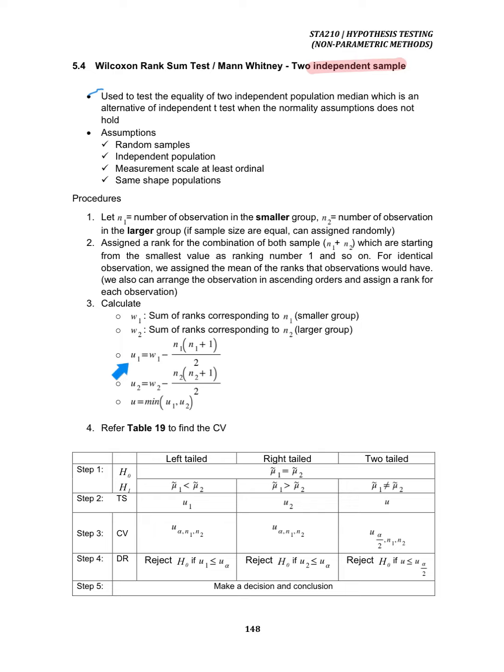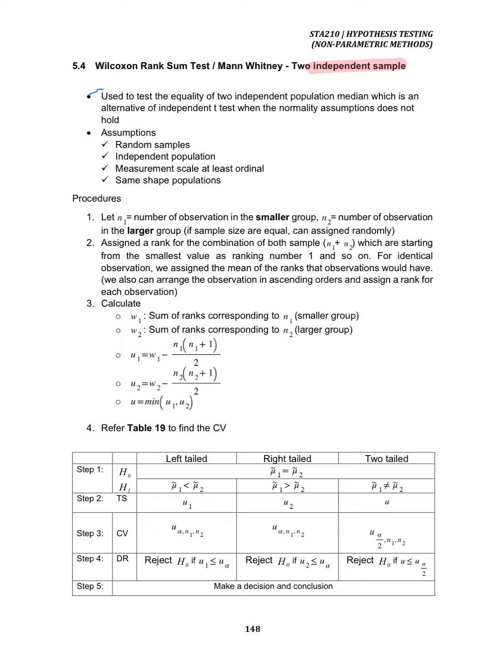And then we have to calculate U1. U1 is equivalent to W1 minus N1 times (N1 plus 1) over 2. And then we calculate U2. U2 is equivalent to W2 minus N2 times (N2 plus 1) divided by 2. And then we have to identify U. U is the minimum between U1 and U2. Okay, and then we will use table 19 to find the critical value.